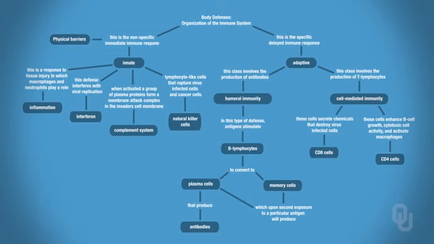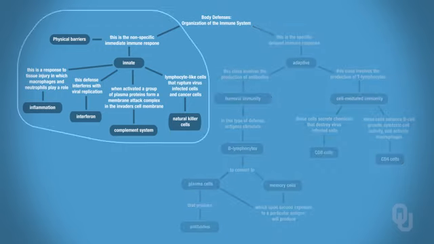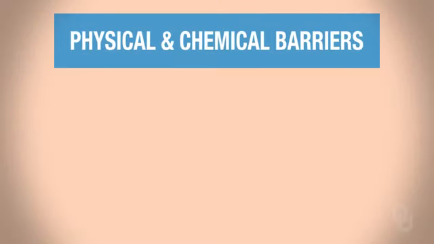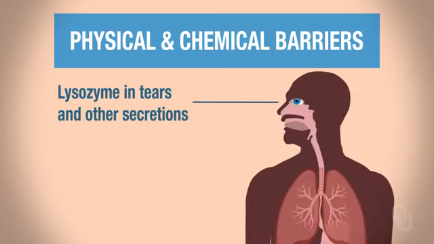So you're definitely going to want to use this as your roadmap. We're discussing the innate responses in this part, in part 2. First, let's start with the physical and the chemical barriers. You think about these as being the wall of the castle. So the first thing I'd like to discuss are the lysozymes. So you have lysozymes that are in your tears and other secretions.